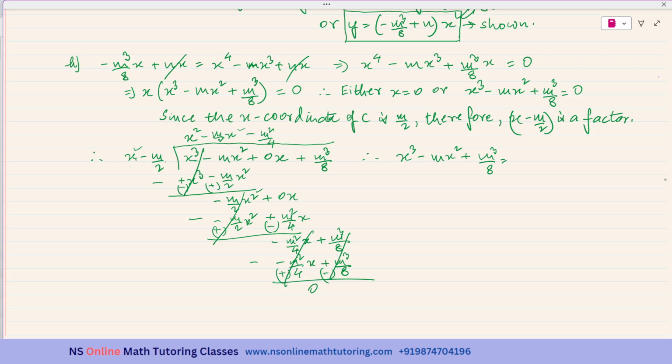x minus m over 2 and x square minus m over 2 x minus m square over 4. Okay. And this is of course equal to 0. So I have got the x coordinate of the point C. It is m over 2. I don't have to solve this part. I have to solve this part. I have to get the x values. So now it is a quadratic equation. I can use the quadratic formula.